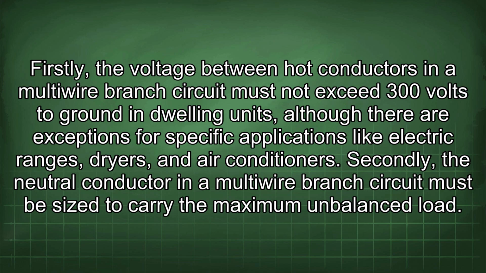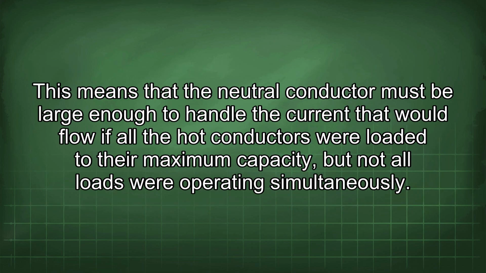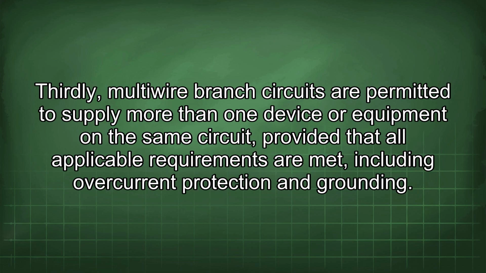Secondly, the neutral conductor in a multiwire branch circuit must be sized to carry the maximum unbalanced load. This means that the neutral conductor must be large enough to handle the current that would flow if all the hot conductors were loaded to their maximum capacity, but not all loads were operating simultaneously. Thirdly, multiwire branch circuits are permitted to supply more than one device or equipment on the same circuit, provided that all applicable requirements are met, including overcurrent protection and grounding.